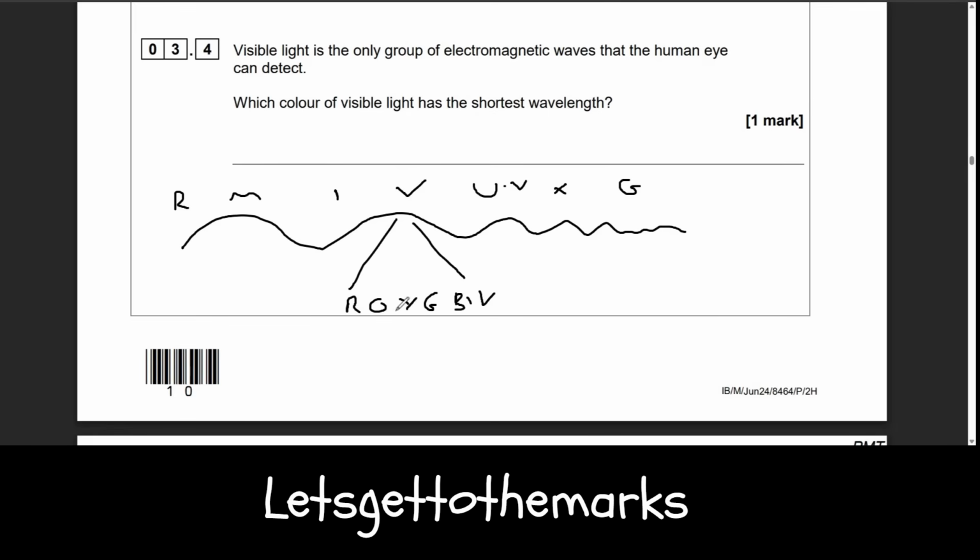Richard of York gave battle in vain, or Roy G. Biv, however you want to remember it. So which one has the shortest wavelength? The smallest distance between the peaks, that's going to be violet. As you go towards the blue end, you're looking at high energy, high frequency, short wavelength waves.